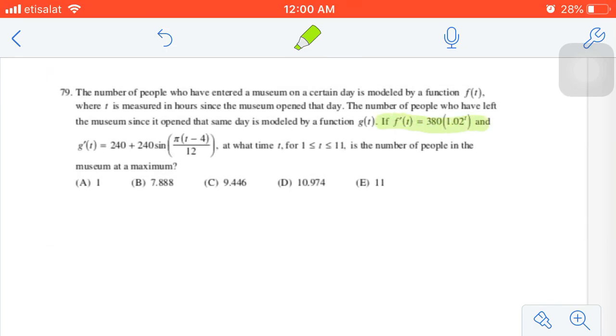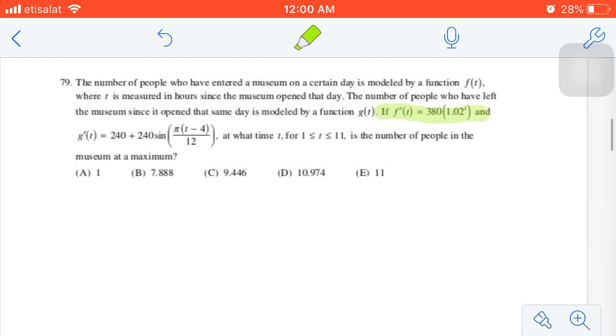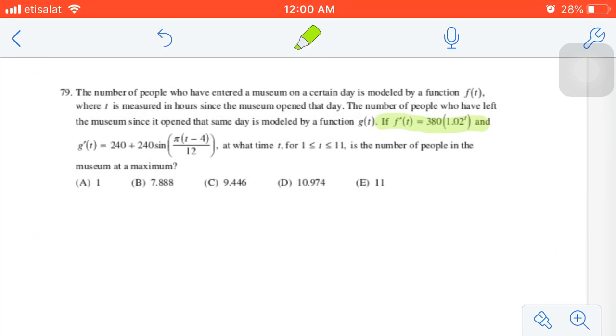of t is 300 multiplied by 1.02 raised to the power of t, and g prime of t is 240 plus 240 sine of pi t minus 4 over 12, at what time from the interval 1 to 11 is the number of people at maximum?